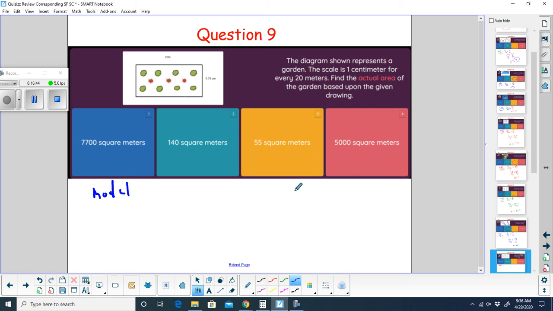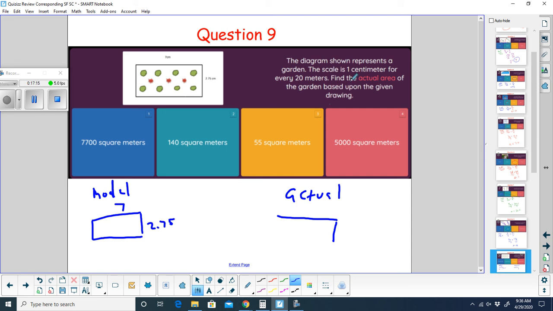And I'm actually going to draw a rectangle for the actual garden, because we're not asked to just find a side, we're asked to find the area. So this is a little bit more work. So the side that is 7, and this side is 2.75, right? Now the actual sides, we don't know.